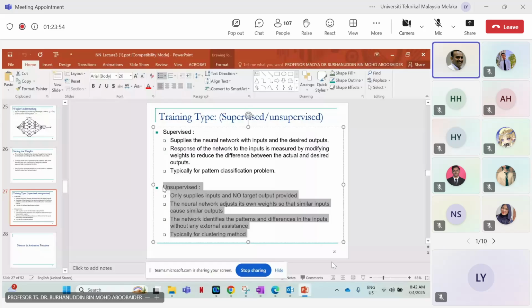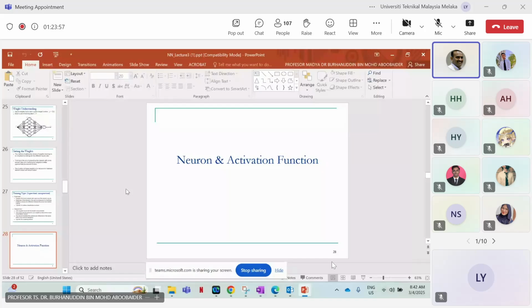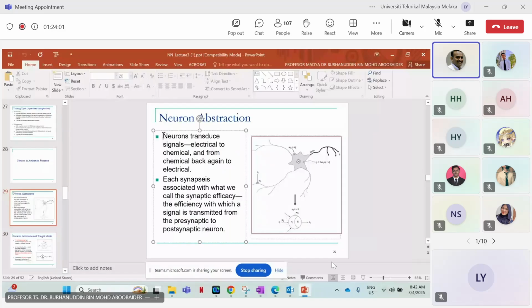Okay, now we are at the neuron and activation function. All right. So, neuron abstraction: a neuron transduces signals from electrical to chemical and from chemical back again to electrical, right? So in our brain it is like that. It's the electrical pulse. From electrical it comes to chemical, and then from chemical back again to electrical. You can see over here in this axon or neuron architecture, that's how the signal flows in our mind. Each synapse is associated with what we call the synaptic efficiency, the efficiency with which a signal is transmitted from the presynaptic to the postsynaptic neuron, right?